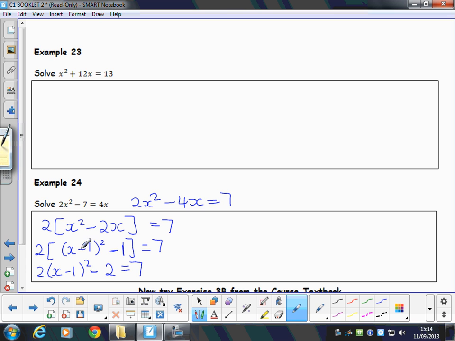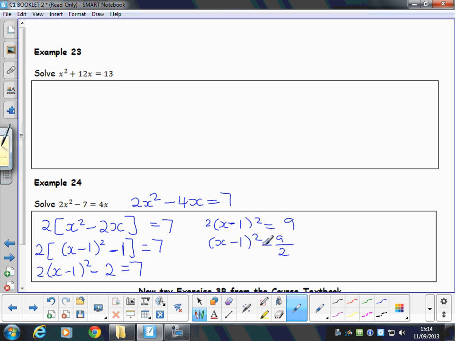So now I need to solve this for x. So to get rid of this minus 2, I can add 2 on both sides. So I'm going to be left with 2 times x minus 1 all squared, and then I've got 7 plus 2, which is 9. Then I can divide by 2 on both sides. So I've got x minus 1 all squared is equal to 9 divided by 2.